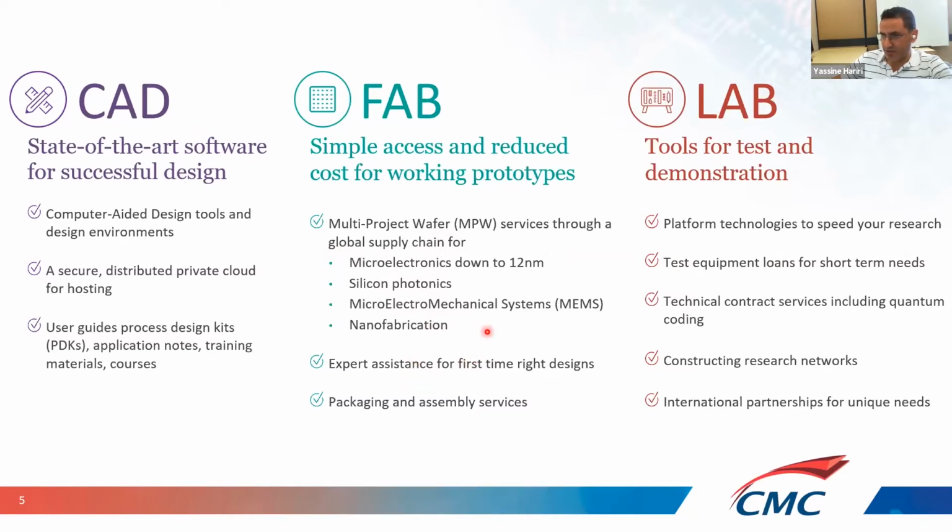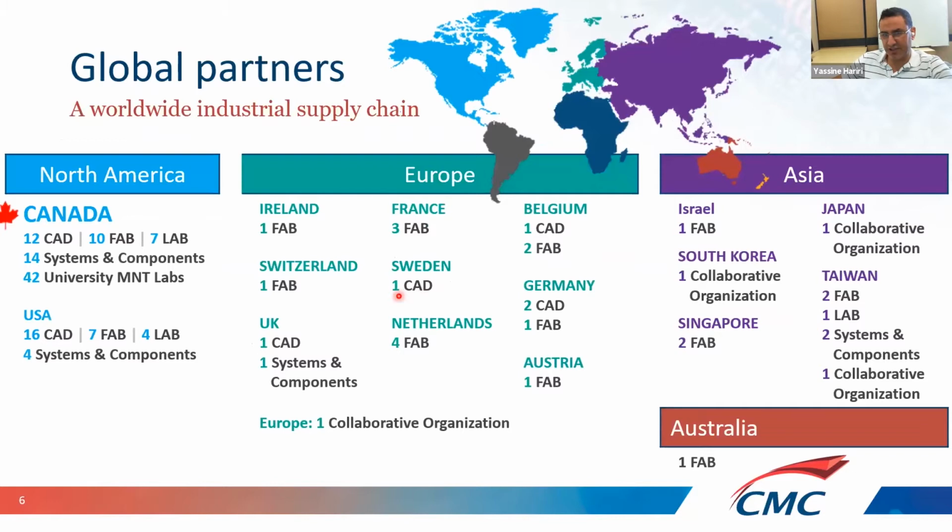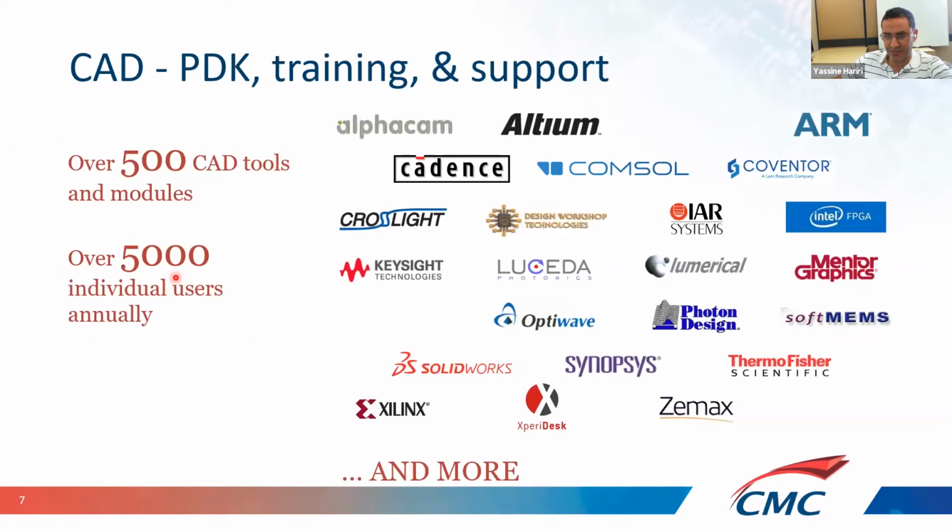Lab consists of tools for test and demonstration. These are platform technologies such as FPGA, GPUs, high-performance CPUs in the cloud, test equipment loans for short-term needs, technical contract services, and other products and services in that area. So we offer these products and services by engaging with global partners and offering a worldwide industrial supply chain. So we engage with partners in North America, Europe, Asia, Australia. And the main goal here is really to enhance researchers' capabilities by accessing CAD, Fab, and Lab products and services.